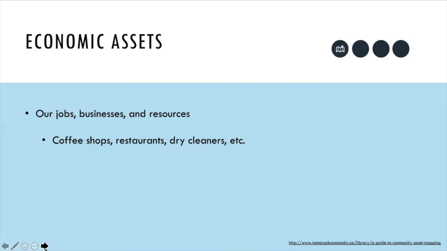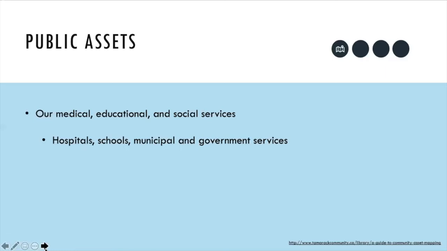Perhaps on your list, you have the local coffee shop that you go to. You could map restaurants in a city or dry cleaners. Economic assets are, of course, very important. Then there's public assets. These are things like our medical, educational, and social services, hospitals, schools, municipal government services, also very easy to map.